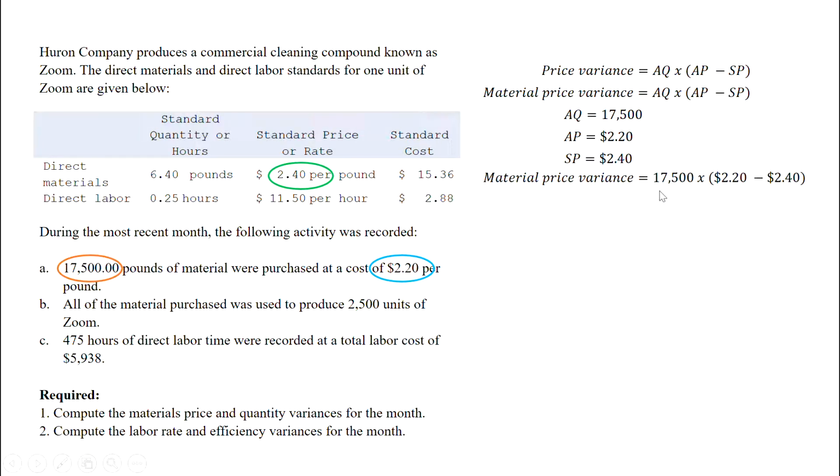Again, material price variance is actual quantity of 17,500 pounds times the difference between the actual price of $2.20 per pound and the standard price of $2.40 per pound. So if you look at this, we actually saved 20 cents per pound. We thought we were going to pay $2.40. We actually paid $2.20. Multiply that times the 17,500 pounds that we purchased, and we saved $3,500. It's actually a negative here that you notice that I left out.